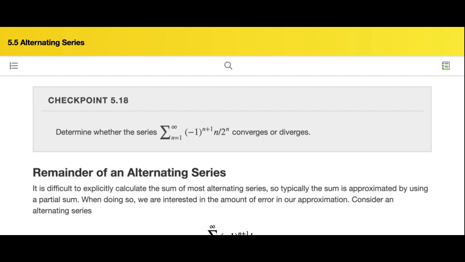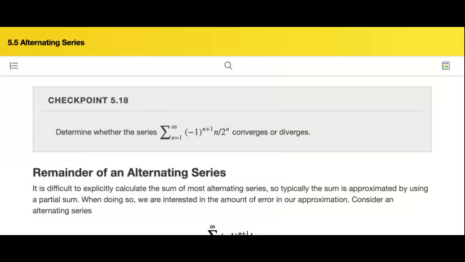So n over 2^n, n plus 1 is a linear change, right? We know a linear function has constant change. But 2 raised to n is exponential change, it doubles. So the bottom is an exponential function, and the numerator is a linear function. The denominator grows much faster than the numerator, which means this is decreasing, right?